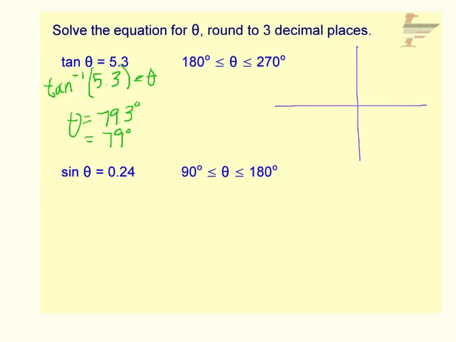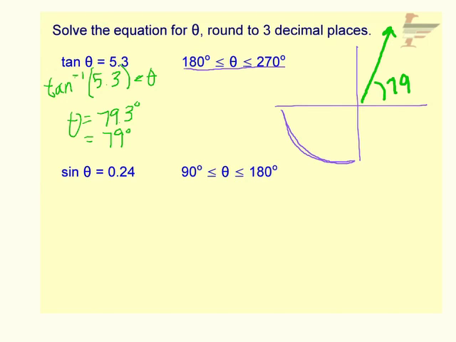So here is a coordinate plane. If the angle's between 180 and 270, that means that it has to lie in this quadrant. Well, if you notice, our calculator did not give us an angle that's between 180 and 270. It told us 79 degrees. And where's the 79 degrees? 79 degrees is about there.